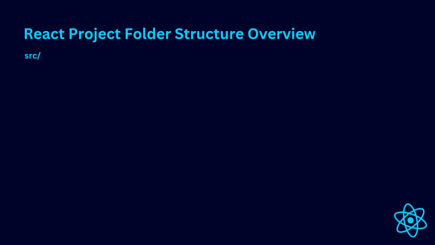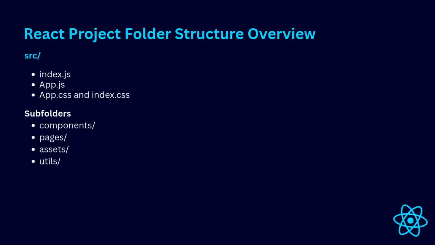Now let's move to the heart of your app, the src folder. This is where you will write most of your code. Here are some key files. index.js. This is the entry point of your app. It renders the App component into the DOM. App.js. This is your root React component. You will often start here when building out your UI. App.css and index.css. These are the style sheets for your components. You can also organize your code further by creating subfolders like components, pages, assets, utils. This makes your codebase scalable and clean.